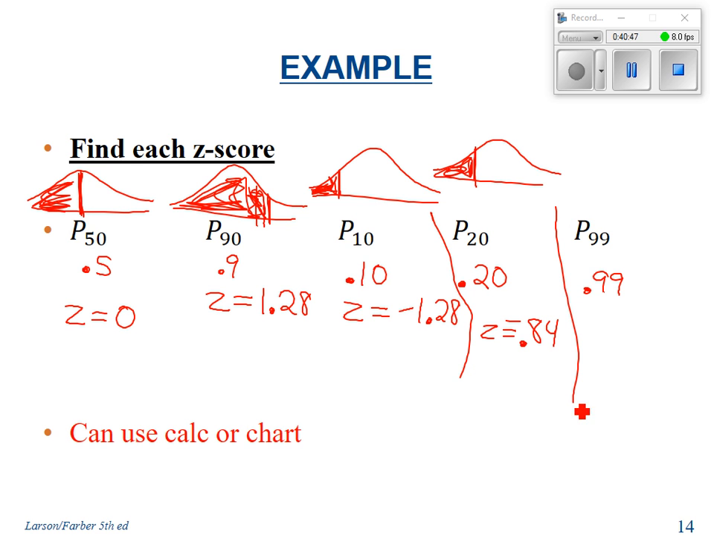How about this last one? Where's it going to be at? Should be way over here, right? Now, if we're at 99%, then we should be somewhere up over like 2 or 3, right? We should be pretty far out there on our z-scores. So if we hit second, bars, go down to inverse norm, 0.99, we end up with z equals 2.33, something like that.